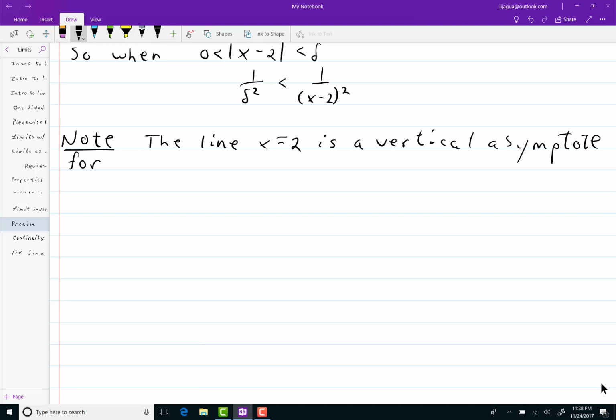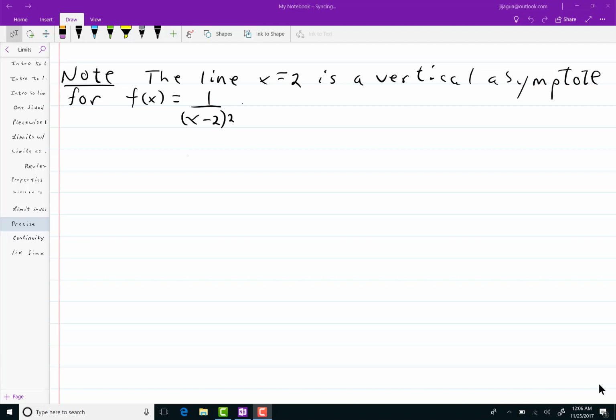For f of x equals 1 over (x minus 2) squared. Now, as before, we have the same thing as far as limits are concerned. We have left and right, or I could do negative infinity. All these will have similar definitions. Now let me give the definition of a vertical asymptote.